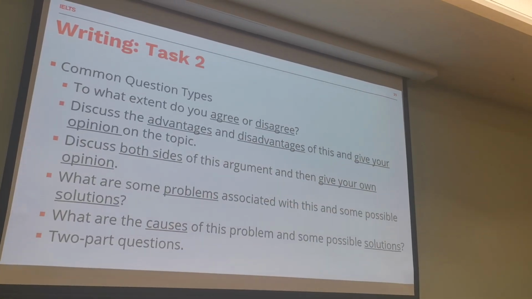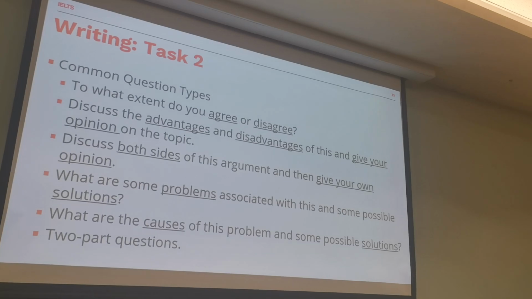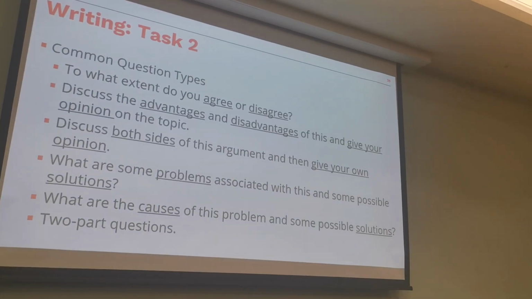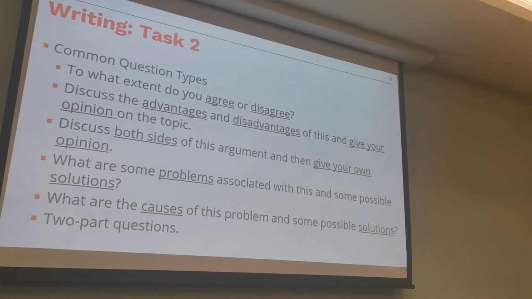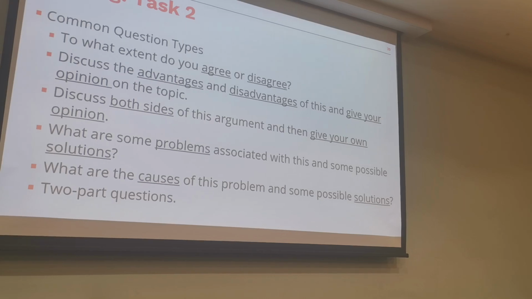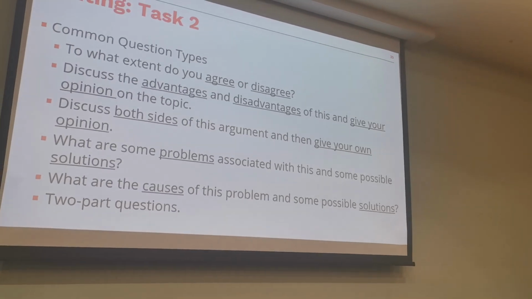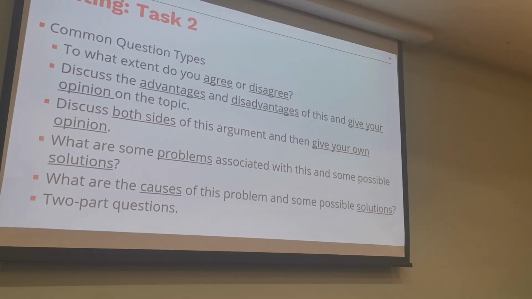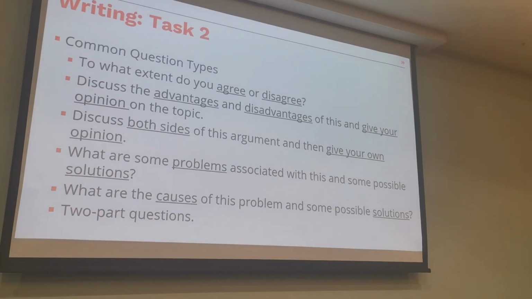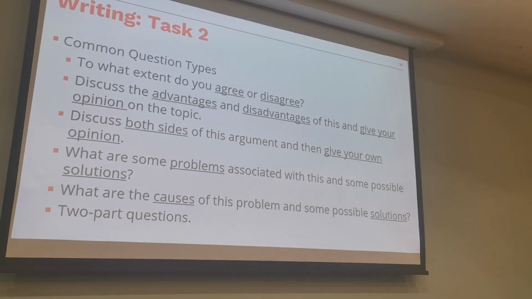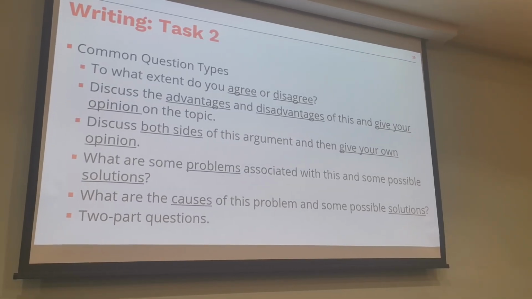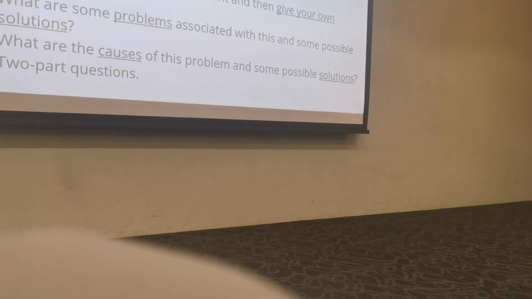Right, writing task 2. How are we doing on time? There's lots and lots of different question types here, and they need to be answered in a relatively different way. So you have to be very familiar with these types. To what extent do you agree or disagree? Asking for your opinion. Discuss the advantages and then the disadvantages. Is not asking for your opinion, but then it says, and give your opinion. So you have to discuss both sides of the argument and give your opinion.